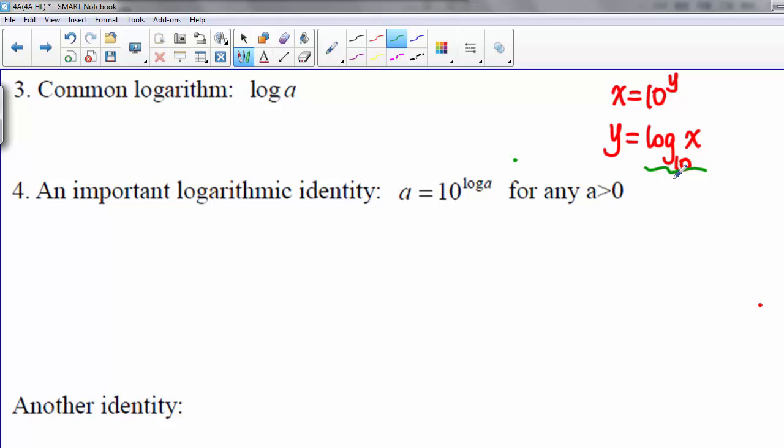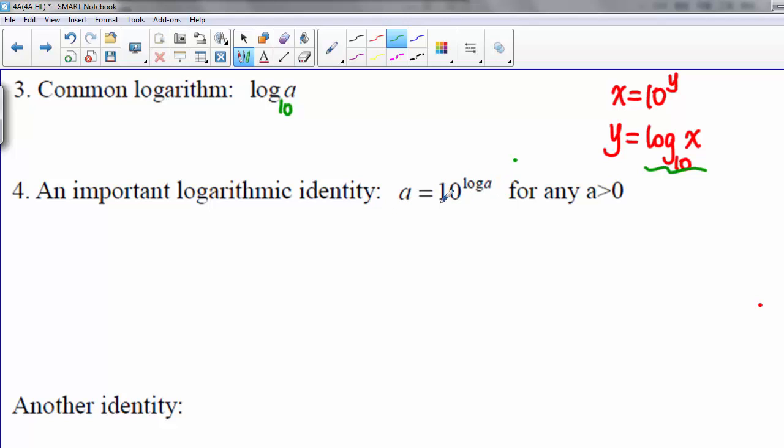If we have the base 10 in the logarithm, we also call this the common log. In this common log, we can ignore the base 10. In other words, if we don't see any base in a log symbol, that means this one should have base 10. Here, there is a very important logarithmic identity, which is a equals 10 to the power of log a.